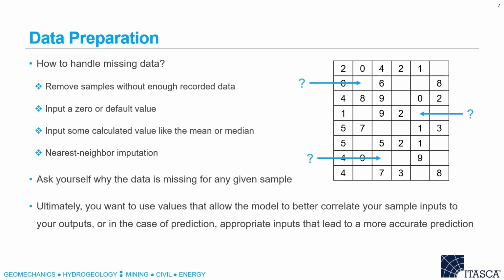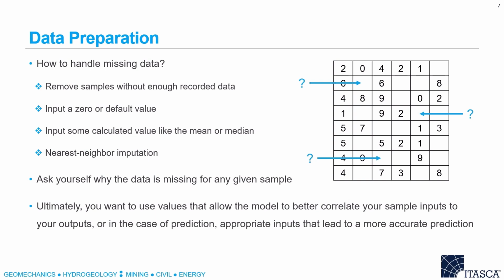Now, how do we handle missing data? Before we can pass our data to a machine learning algorithm for training, numerical values are needed for each feature. Some common strategies include removing samples without enough recorded data, inputting a 0 or a sensible default value for each missing feature value, inputting some calculated value like the mean or median, or nearest neighbor imputation, where we select the nearest real value along each feature to fill in missing spots.